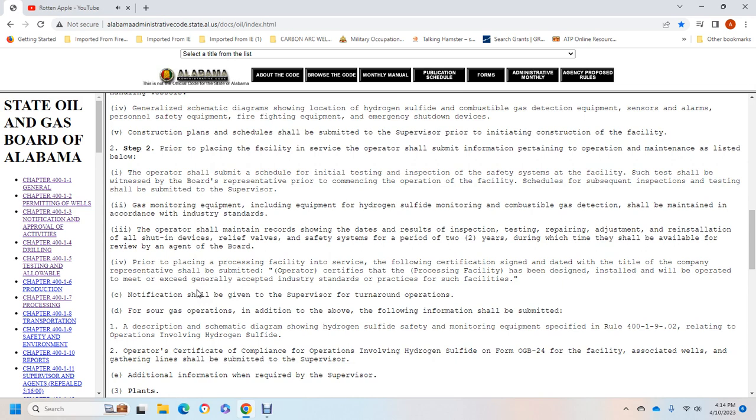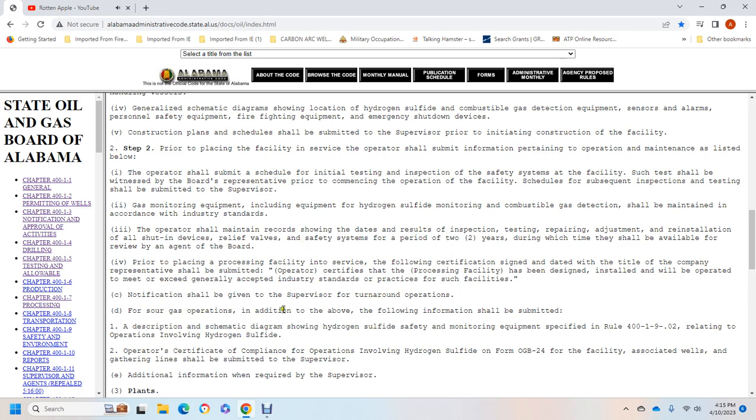Prior to placing the processing facility into service, the following certification, signed with the date and the title of the company representative, shall be submitted with the operator: that the processing facility has been designed and installed, will be operated to meet or exceed generally accepted industry standard practice for the facility. C. Notification shall be given to the supervisor of the turnaround operations.